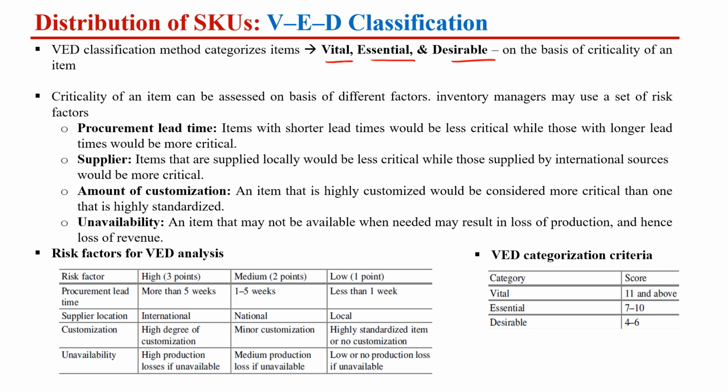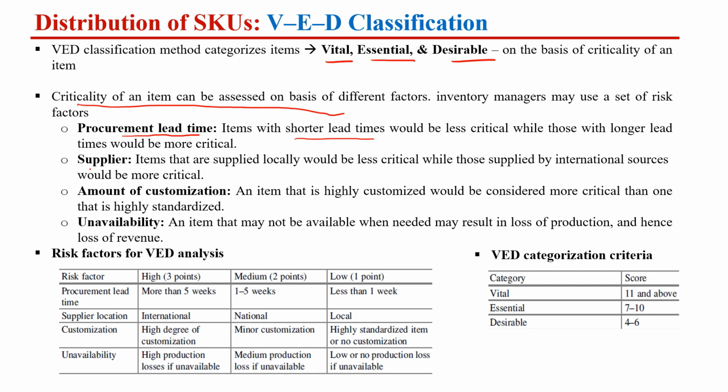But in VED classification, we can consider the critical factors or the risk factors linked to that particular product. Maybe for some product the procurement lead time is the critical factor. If an item has a shorter lead time, it would be considered a less critical item. If it has a longer lead time, it would be considered a more critical one.